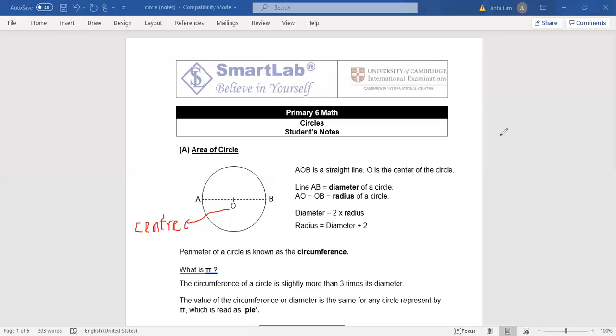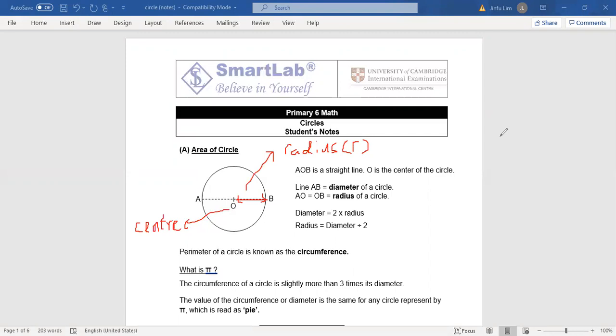So the distance between the center of the circle to B, a point on the circle, this distance is known as the radius. And for radius, we use the small r to represent it. So same thing here, the distance from the center of circle O to A is also known as radius.